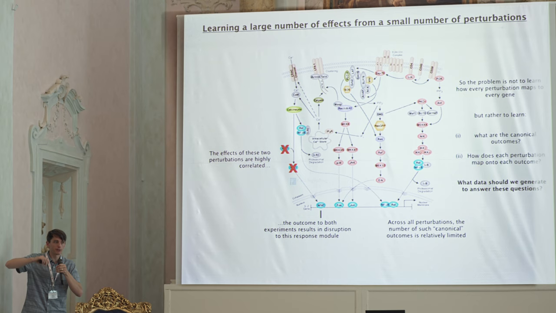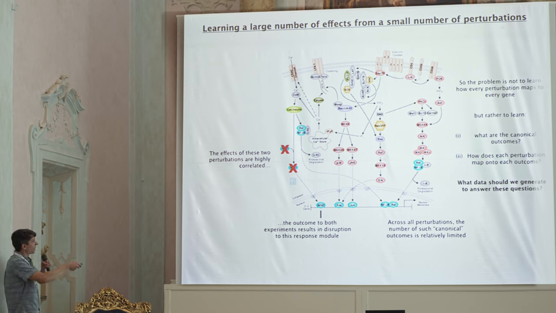So now the problem, instead of trying to create a wiring diagram that goes from every gene or gene pair and draws an arrow to every 20,000 genes' transcriptional response, becomes: how can we learn a small number of canonical outcomes and, for each perturbation, map it onto one of this small number of outcomes? And in particular, what sort of data should we generate to answer these questions?